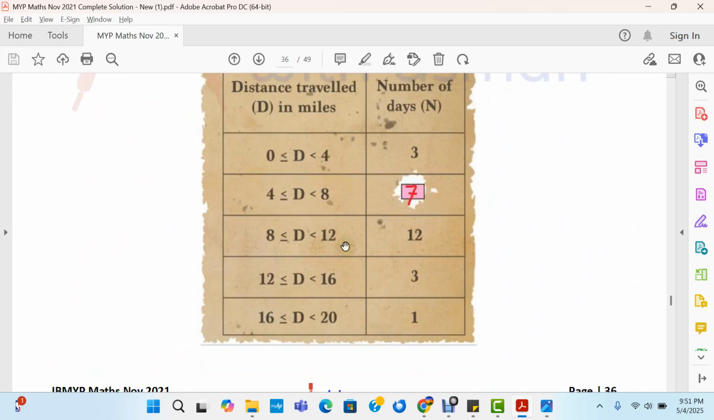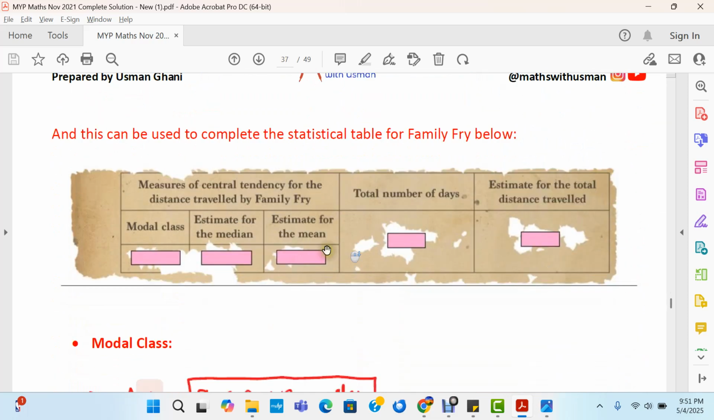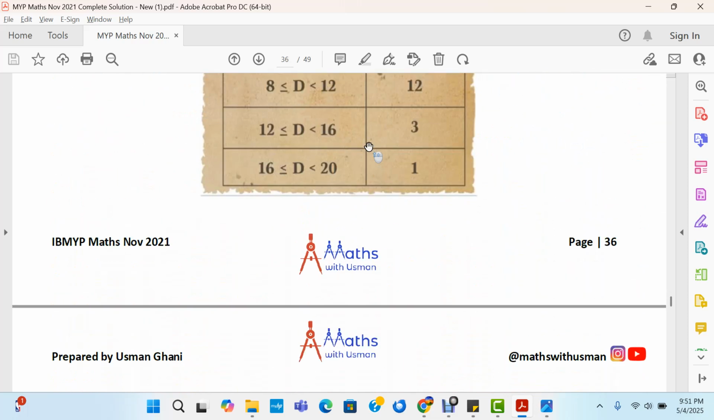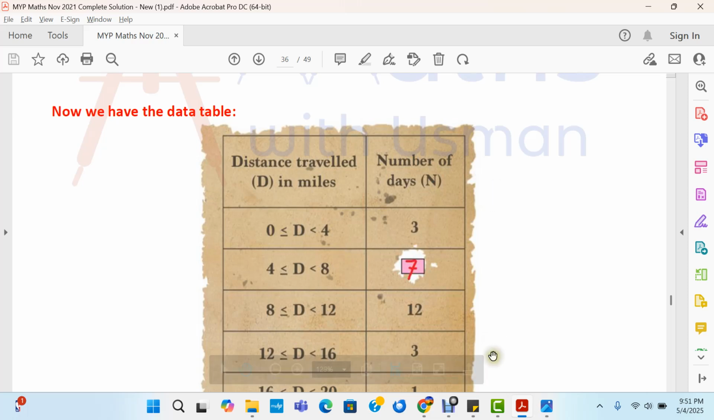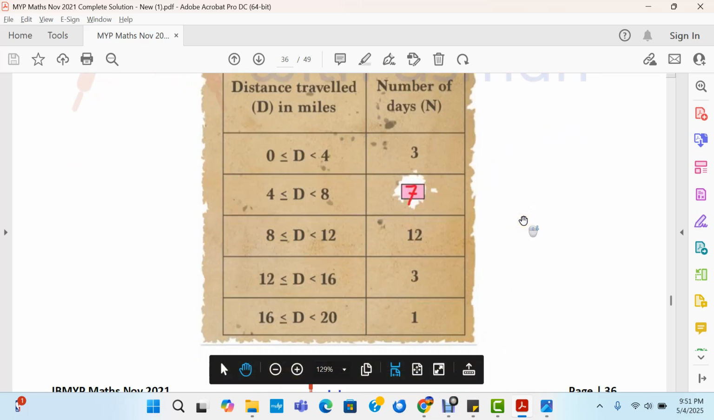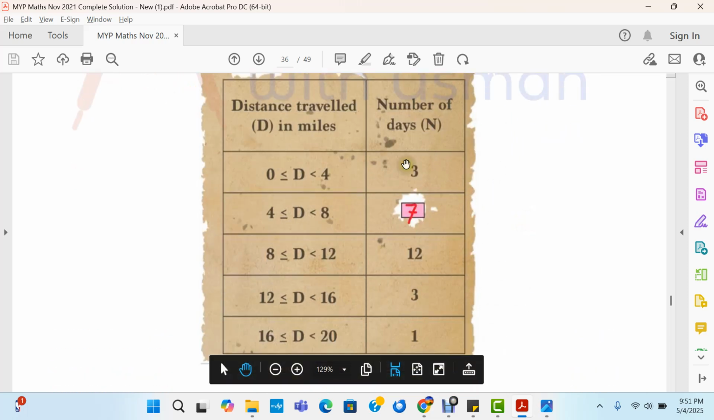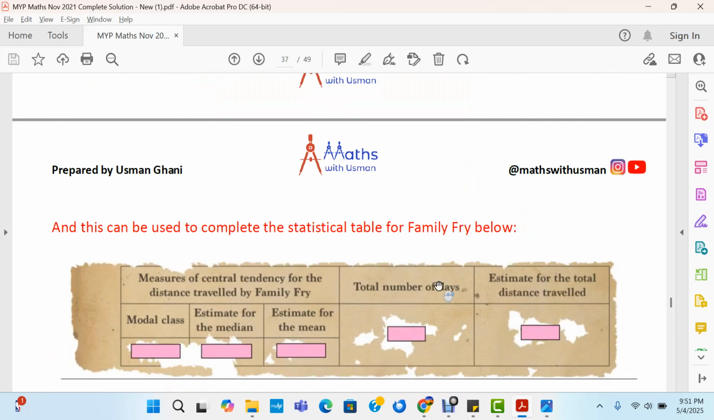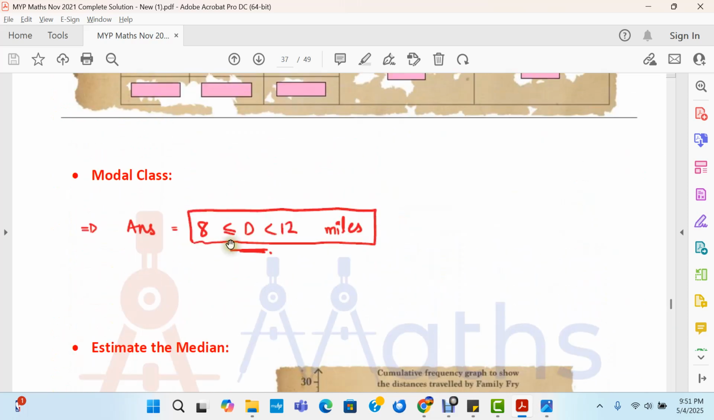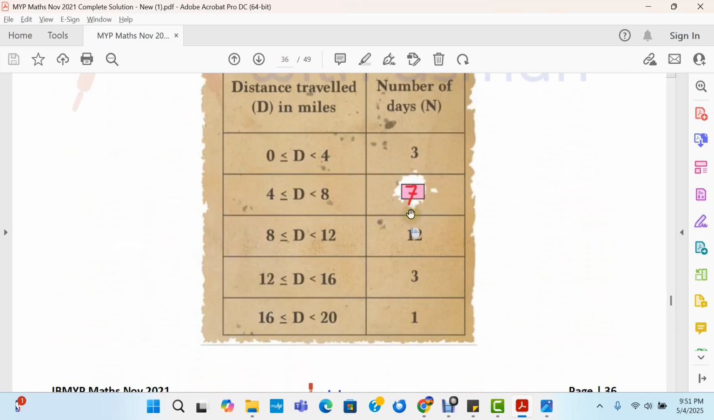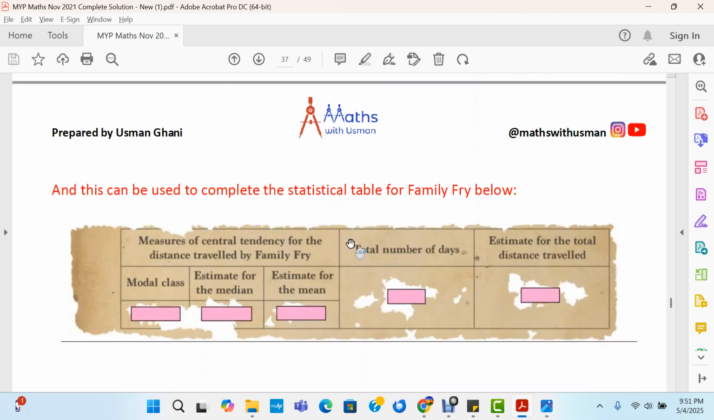Now that we have this table, I can estimate what the mean is. How do you find the mean from this sort of a table? Make the mid value column, multiply with the frequency. The sum is going to be the numerator. The sum of the frequency is the denominator. Easy. I've done that. Modal class. Which class is the mode? This class. Okay. Just fill it in.